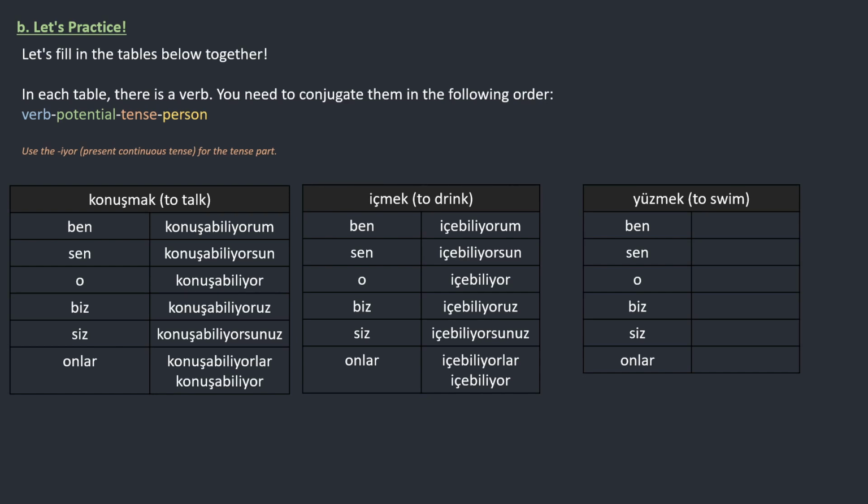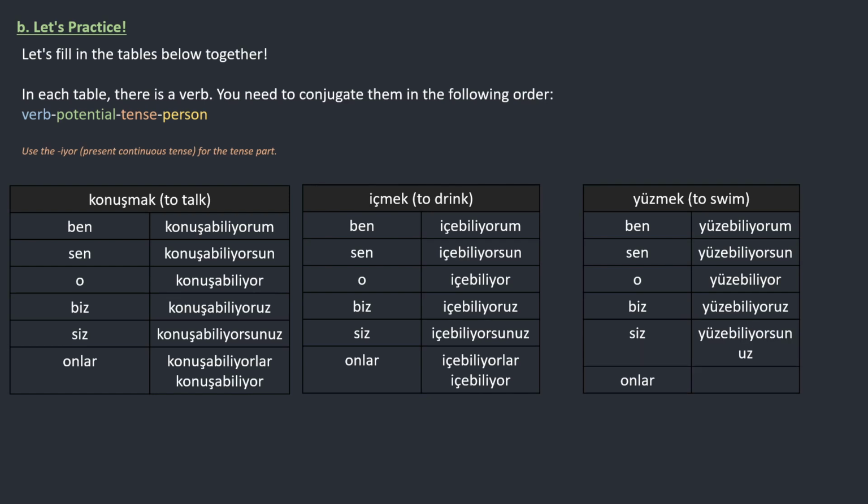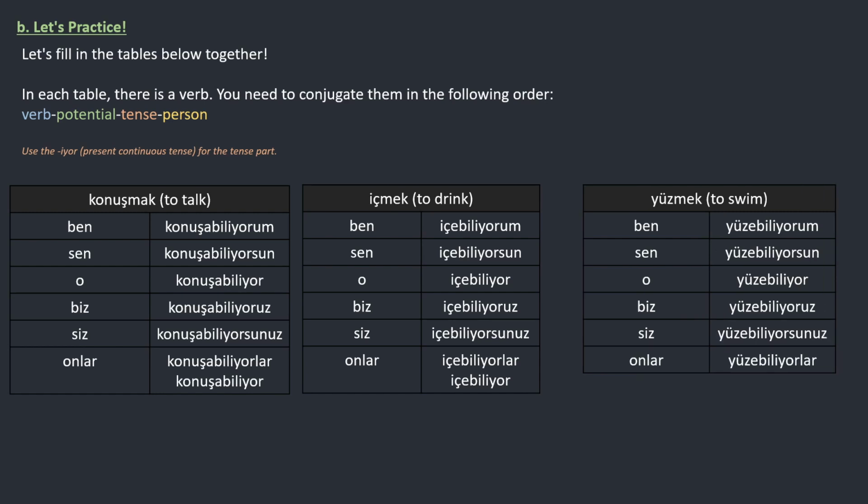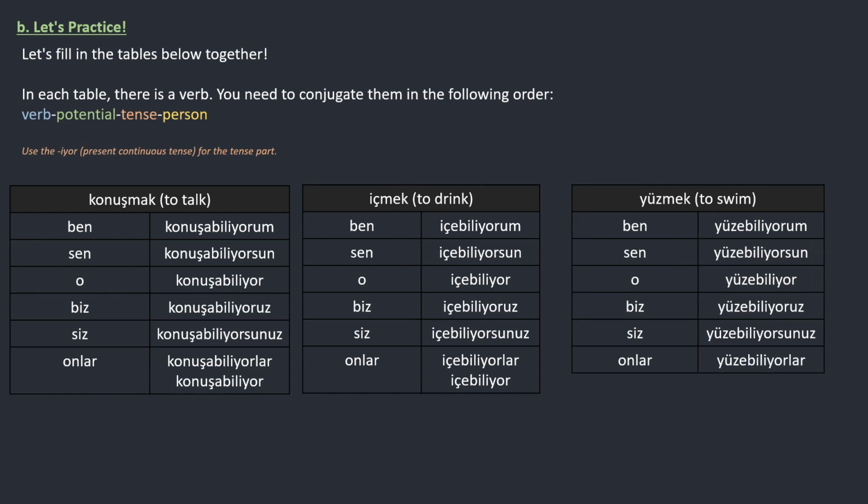Okay, and then yüzmek. Yüzmek means to swim. And how do you say I can swim? Ben yüzebiliyorum. Sen yüzebiliyorsun. O yüzebiliyor. Biz yüzebiliyoruz. Siz yüzebiliyorsunuz. Onlar yüzebiliyorlar. So now, I'm talking to beginners.